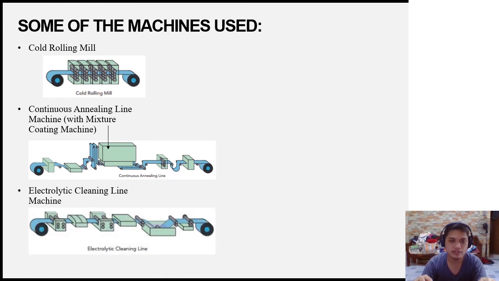Next, electrolytic cleaning line machine. This is where the sheets will be run through to be able to extract the electrolytes that may affect the roofing, to be able to reduce unwanted phenomena when it comes to electricity and the like.